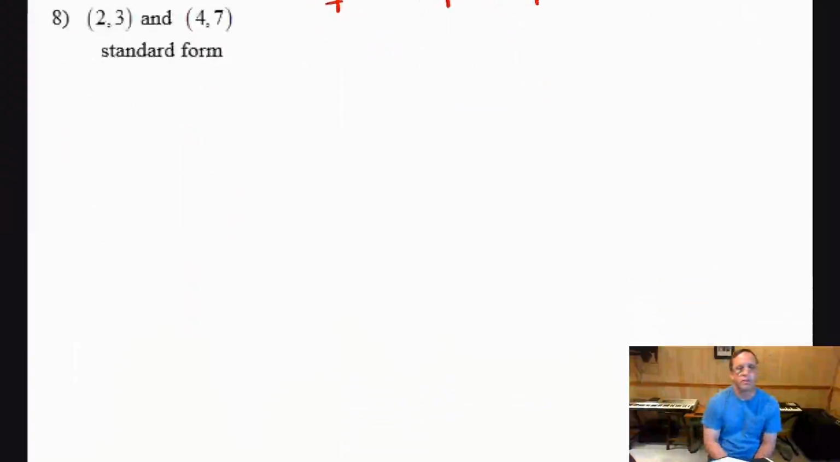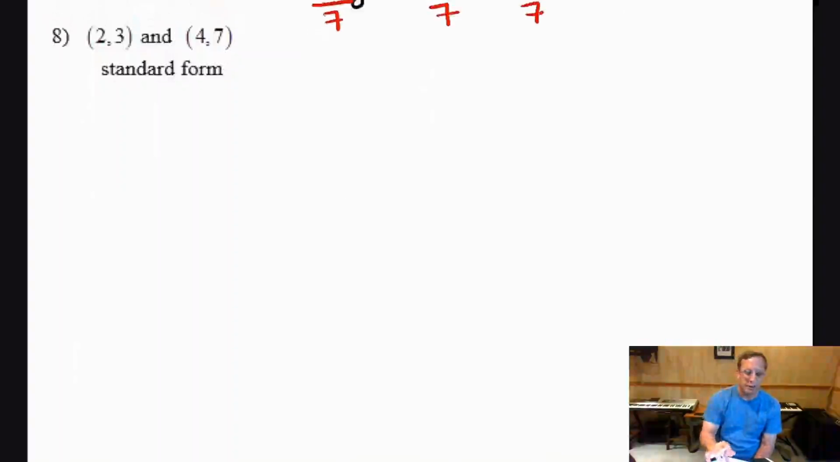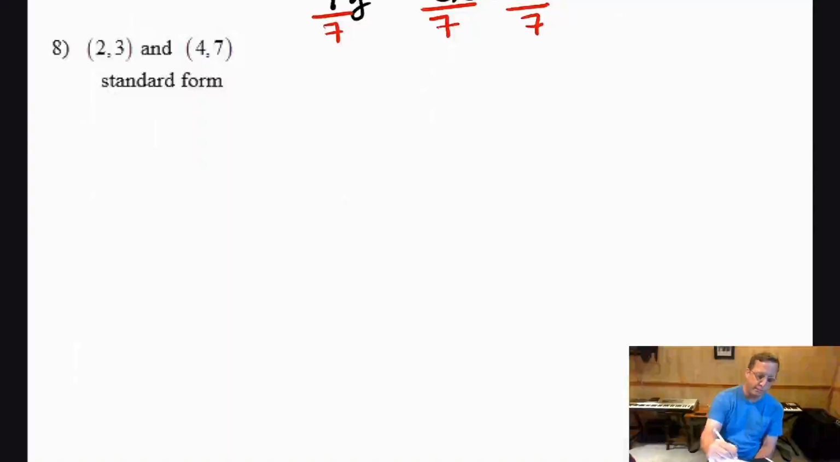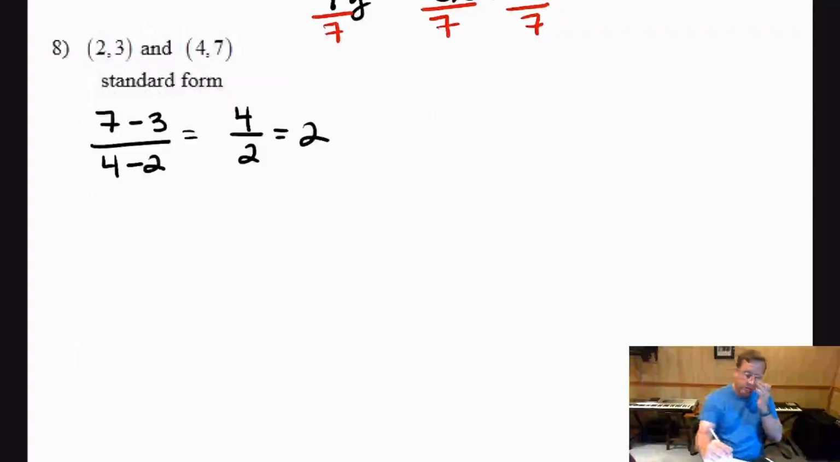All right, so for standard form here, we're going to go ahead. We need to find the slope. So let's do that. So for slope, we're going to subtract the y's, 7 minus 3, subtract the x's, 4 minus 2. 7 minus 3 is 4, 4 minus 2 is 2, and that comes out to 2. So there's your slope. Slope equals 2.